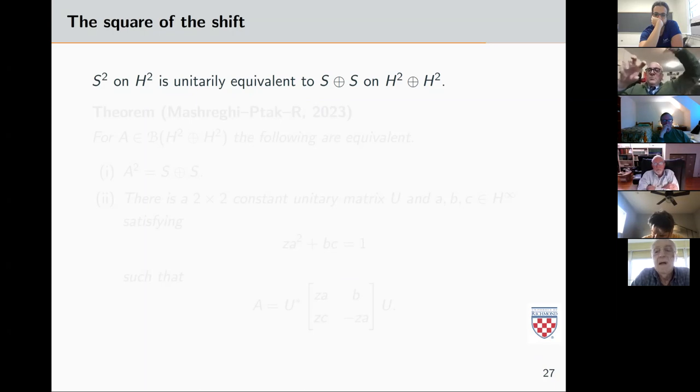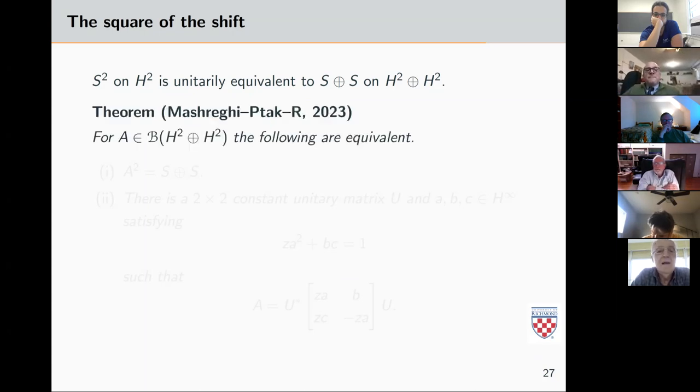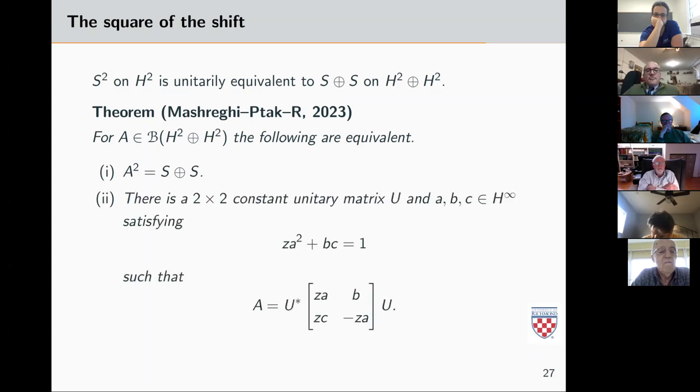So you have these sort of blocks here, and now you can write it as a matrix. A bounded operator on H2 plus H2 is a square root of S plus S if and only if it's of this form: there's a 2x2 constant unitary matrix U, and bounded analytic functions A, B, and C, which satisfy this functional equation so that A takes this form. So what does this mean? You take a pair F, G, and multiply it by a unitary matrix, and you get a sort of perturbed version of F and G. You multiply it by these things, so now you're multiplying these pairs by linear combinations of functions, and then you multiply it by the adjoint. Those will be all of the square roots.